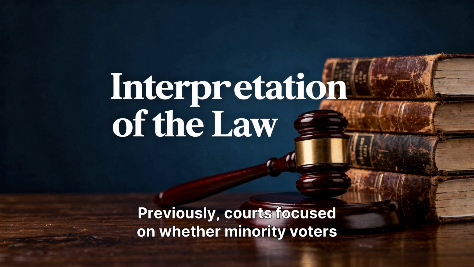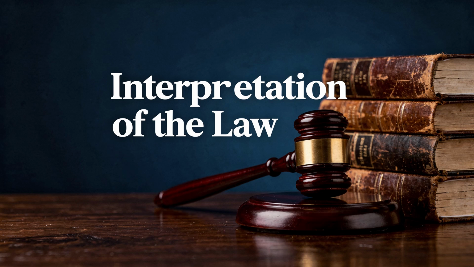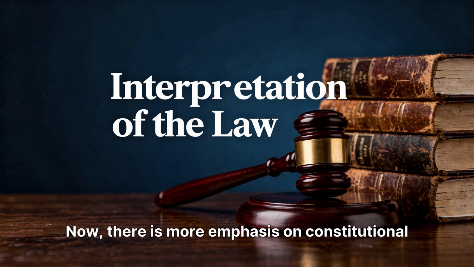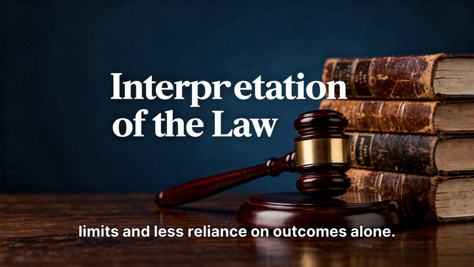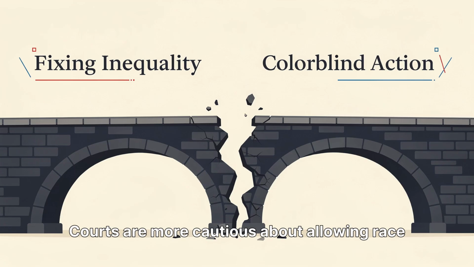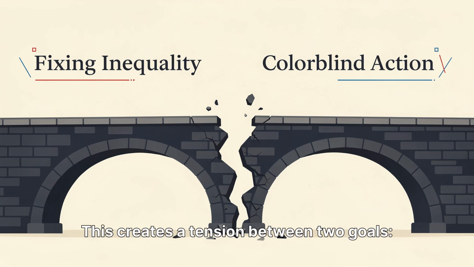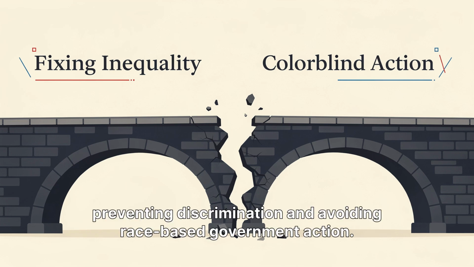Previously, courts focused on whether minority voters had less opportunity to elect their preferred candidates. Now, there is more emphasis on constitutional limits and less reliance on outcomes alone. Courts are more cautious about allowing race to guide districting decisions. This creates a tension between two goals, preventing discrimination and avoiding race-based government action.